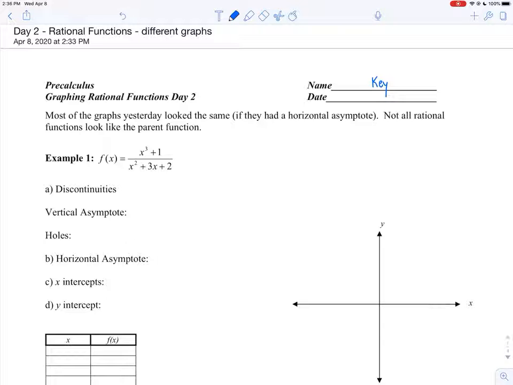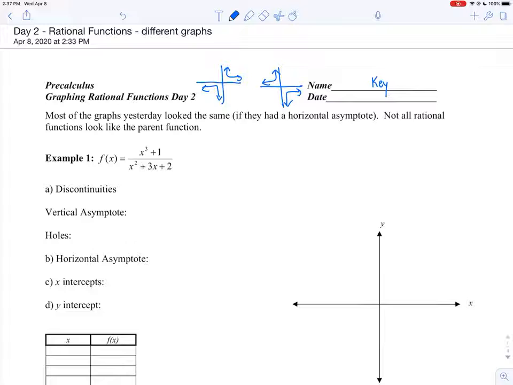So after watching yesterday's lesson, you probably realized that most of the graphs kind of look the same, right? You had either something that looked like that or it was just reversed and going in the opposite direction. Obviously this would move up and down a little bit based on where the horizontal asymptote was, but most of them took that same form. Today we're going to look at some different forms and talk about how we'll know what the graph's going to look like based on the information that we're able to solve for.